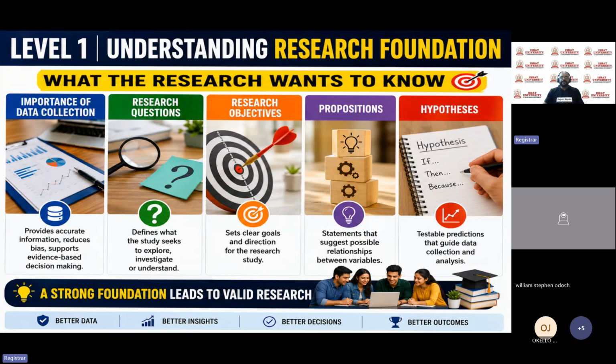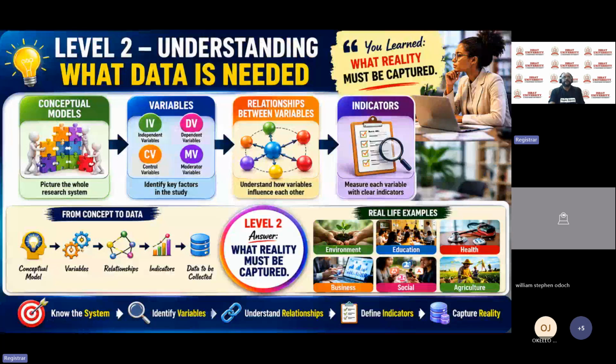Your research questions form the basics. So in the next one, we have seen, in the level 2, we have seen what data is needed. And in the last session, you might have noticed that your conceptual model that is made through the interventions of your theoretical model really gives out your variables. What are the intervening variables? What are the independent variables? What are the control variables, dependent variables, moderator variables? And in the conceptual model, we know the relationship between the variables, how they are related.